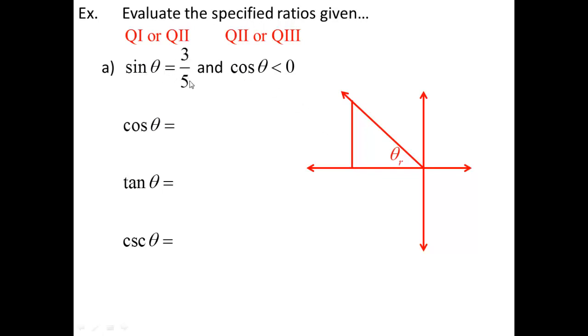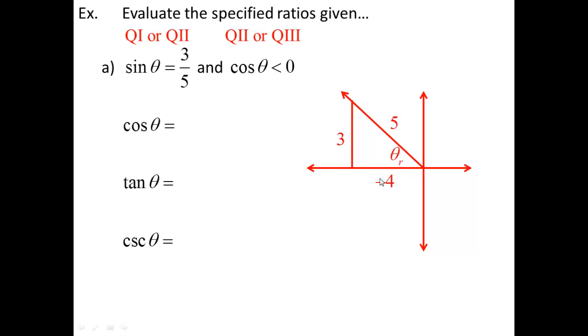Sine is y over r, so the y side, the opposite side, is 3. The r value, or the hypotenuse, is 5. So we can just find our third side using the Pythagorean theorem, or simply remembering, hey, this is a 3, 4, 5 right triangle, so I can put a 4 down here. But of course, if I do, I'd be wrong, because this is in the second quadrant. The x value is negative, so negative 4. Make sure you are paying close attention to the sign. If you don't pay attention to the sign, you're going to get the wrong answer. So the x value is negative 4.